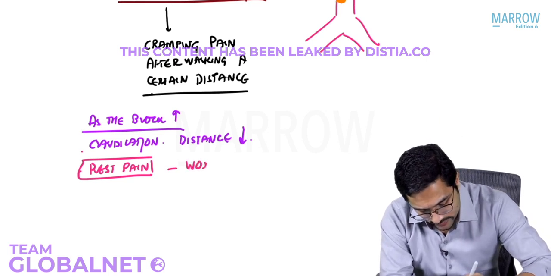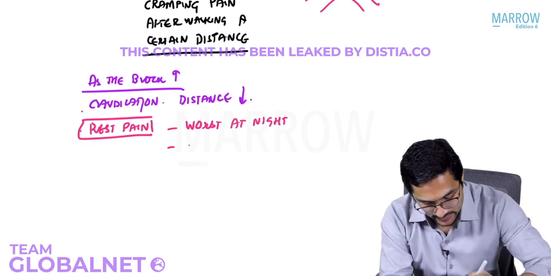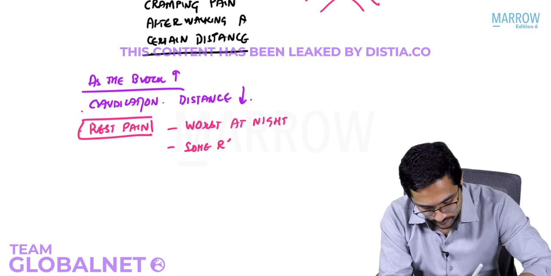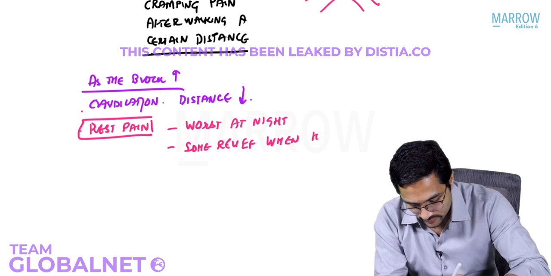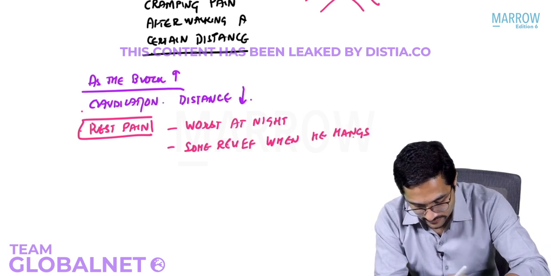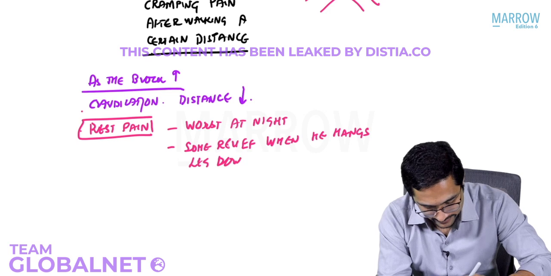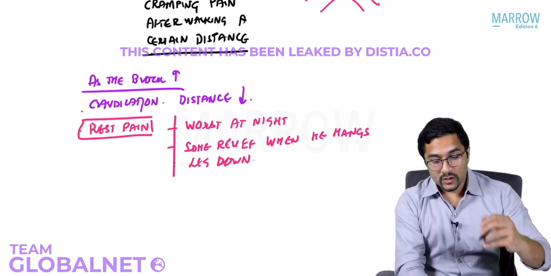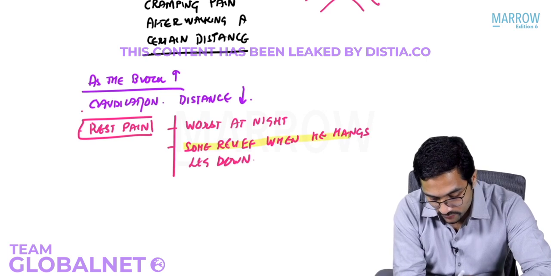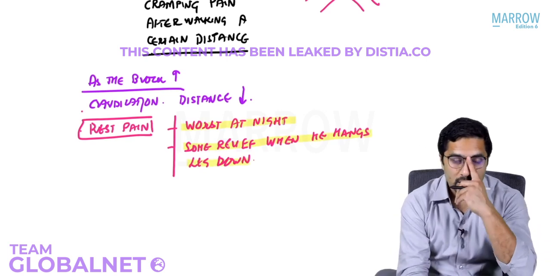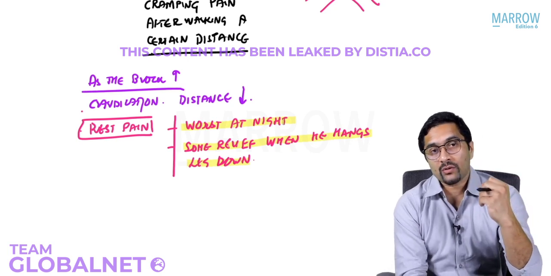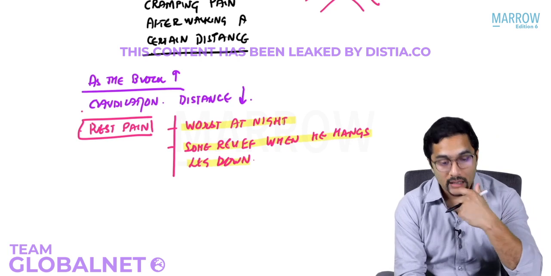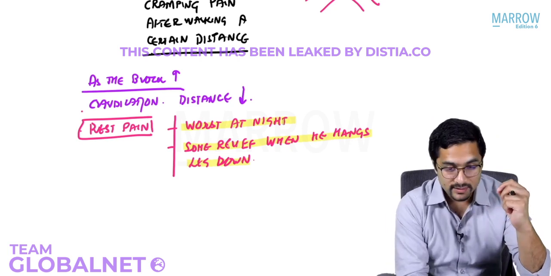And it is worse at night, and the patient gets some relief when he hangs his leg down. When he hangs his leg down, that is when he's going to get some relief. This is what you need to elicit in the history as well. If you get a patient of arterial occlusion or gangrene, you should ask: do you have pain at rest also? Is it relieved when you hang your leg down? These are questions which you should ask in the history as well.